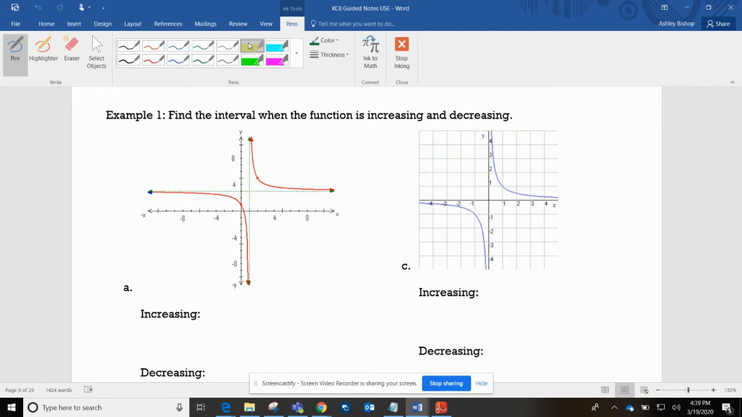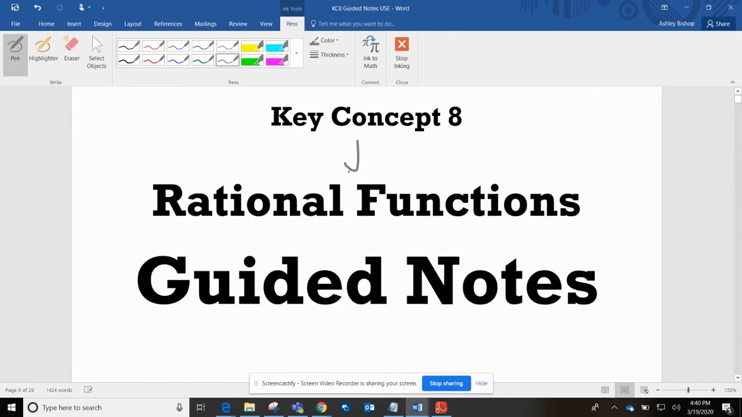So when we're doing increasing and decreasing, you're literally going to drag your pencil along the function. And if I do this, for this function right here, I am decreasing, my pen is going down. So I'll just make a note of that. And then let's take a look at that other function over here. If I take my pen and draw, I am going down. So I am also going down here as well.